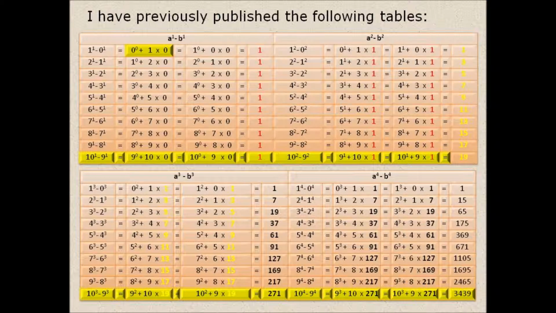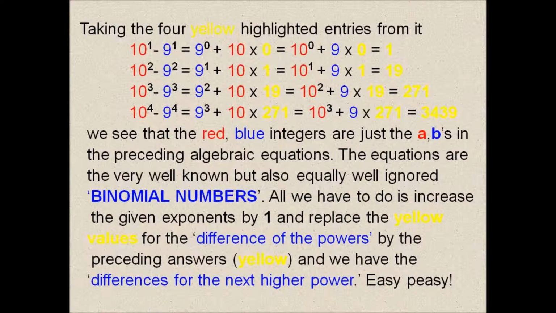I have previously published the following tables, the simple symmetry of which even a 5-year-old could easily understand. Taking the four yellow highlighted entries from the preceding tables, we see that the red-blue integers are just the AB's in the preceding algebraic equations. The equations are the very well known but also equally well ignored binomial numbers. All we have to do is increase the given exponents by 1 and replace the yellow values for the difference of the powers by the preceding answers also in yellow, and we have the differences for the next higher power. Easy peasy.